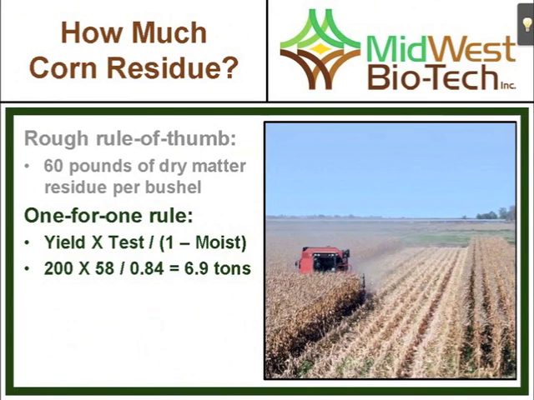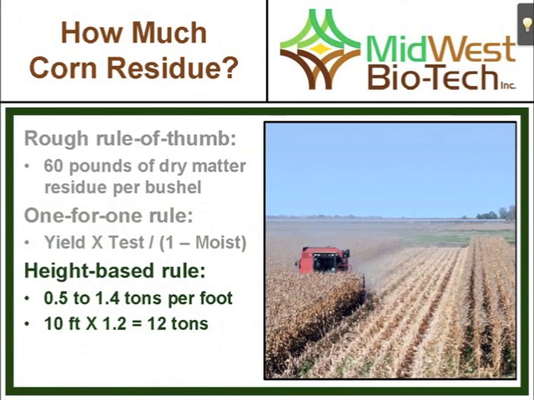So you could basically use this 1-for-1 rule, figure out your wheat yield, multiply by the test weight, adjust for the moisture, and then increase that by 30% to get an idea about how much dry matter residue you'd have in a wheat field. Corn's 1-for-1. The small grains produce a little bit more residue relative to the grain yield. We can also refine this by adjusting for the height of the crop and the stalk quality.